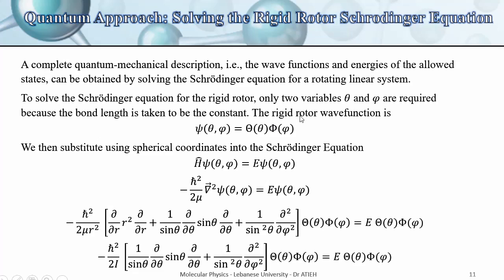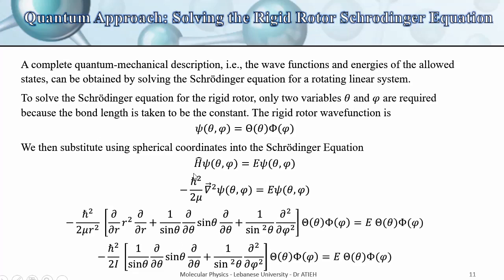So the rigid rotor wave function, psi, is only a function of theta and phi in spherical coordinates, and there is no r. So let's assume we can divide it into two functions, one a function of theta and the other a function of phi, and try to substitute our wave function in the Schrödinger equation using spherical coordinates. The Schrödinger equation is given by H psi equals E psi. H is the Hamiltonian, psi is the wave function, and E is the corresponding energy.